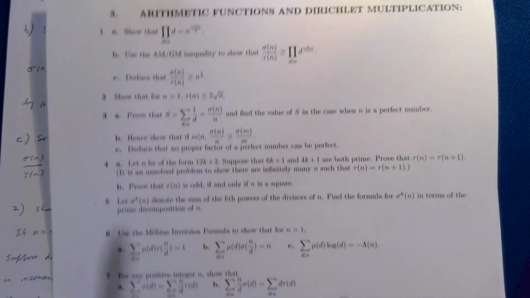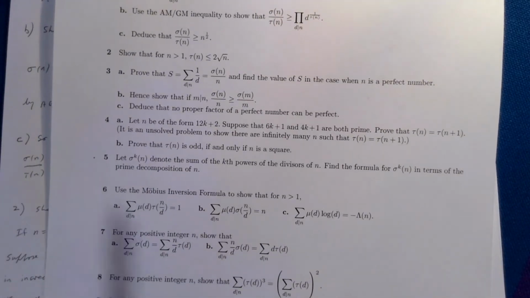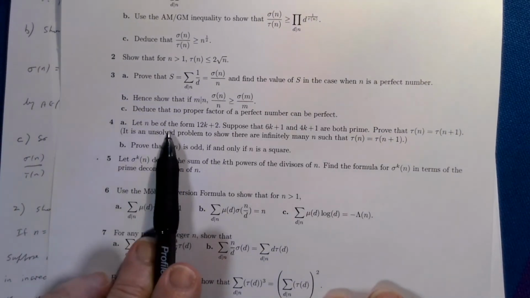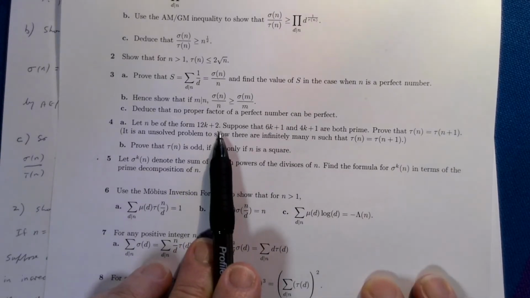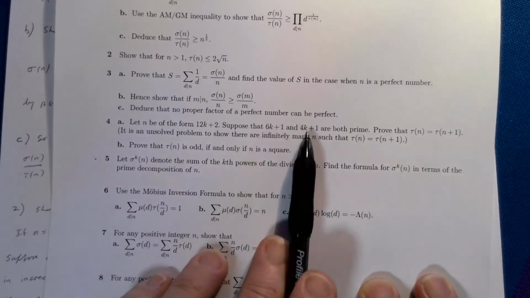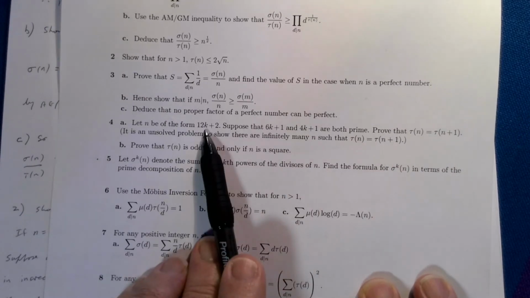For question 4, part A, we let n be a number of the form 12k plus 2, and we're going to suppose that 6k plus 1 and 4k plus 1 with the same k are both prime.